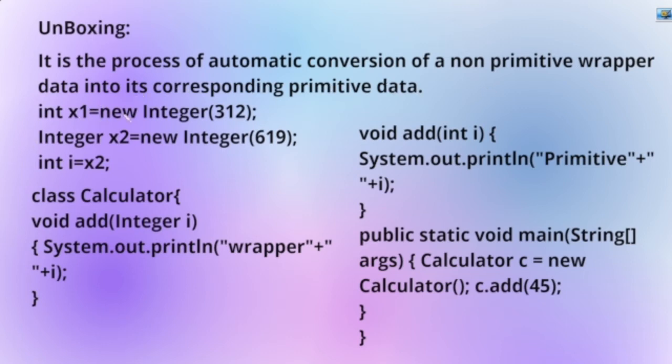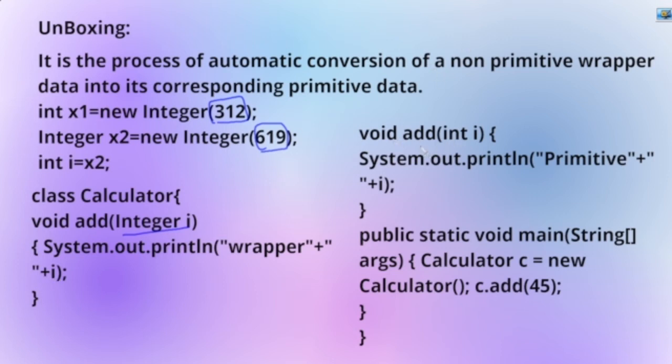int x1 is equal to new Integer, so you have an Integer object here. Integer x2 is equal to 619. So there are two objects of Integer. int i is equal to x2. Class Calculator, void add(Integer i). So this is a parameter here. System.out.println wrapper class plus whatever the i value is, that should be printed.